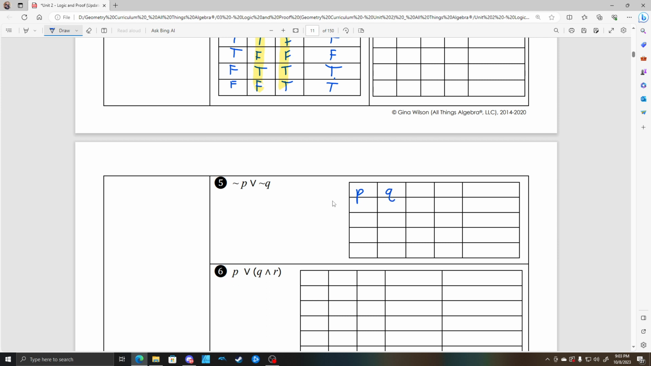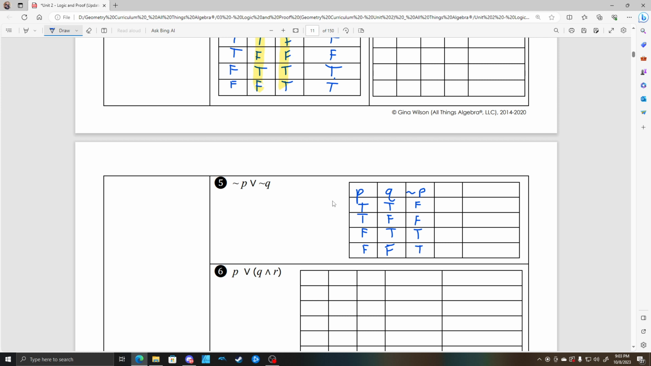So P and Q. P could be true and Q could be true. P could be true and Q could be false. P could be false and Q could be true. And P could be false and Q could be false. These are the 4 possibilities for these statements, right? So now if P is true, then the negation of P is false. The negation of P would be false, the negation of P would be true, and the negation of P would be true.